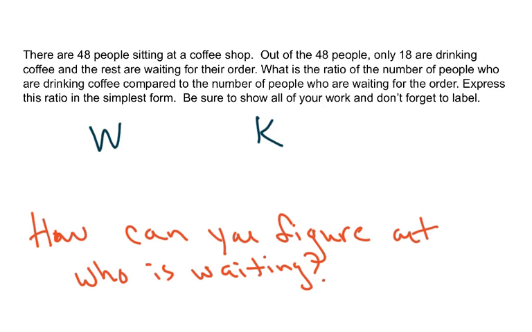Then we have, there are 48 people sitting at a coffee shop. Out of the 48 people, only 18 are drinking coffee. The rest are waiting for their order. What is the ratio of number of people who are drinking coffee compared to the number of people who are waiting for their order? Express your ratio in the simplest form. Be sure to show all your work and don't forget to label. So the first thing you need to ask yourself is, how can you figure out who is waiting? Then you should set up in words and what you know, reduce and simplify if needed.